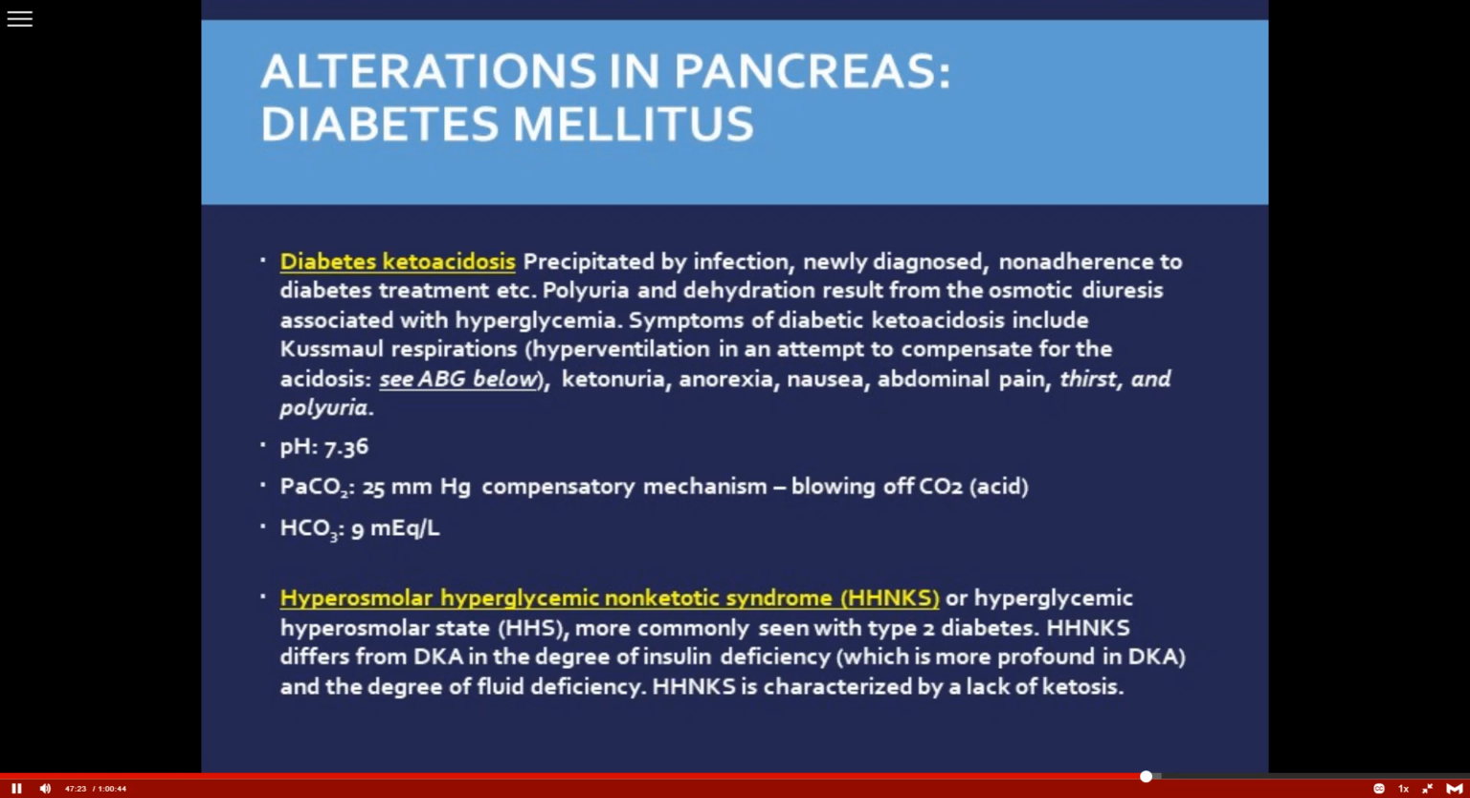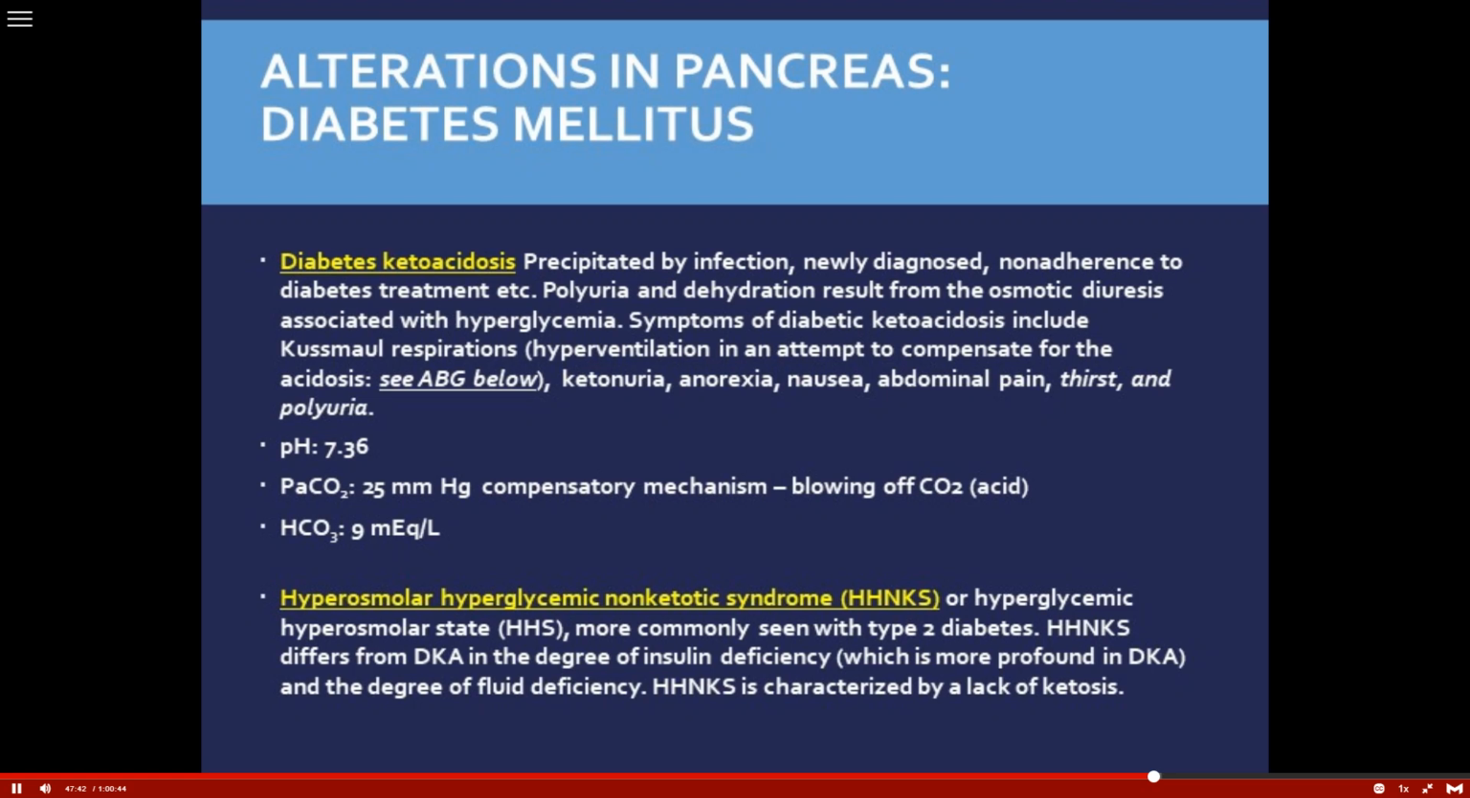Okay, so it's compensated, they're hanging in there, but you're going to see a very low PaCO2 because they're blowing off acid. The body's going to get rid of acid any way it can. And an easy way for the body to try and do that is, let's hyperventilate. Let's get rid of that CO2, that acid, any way we can.